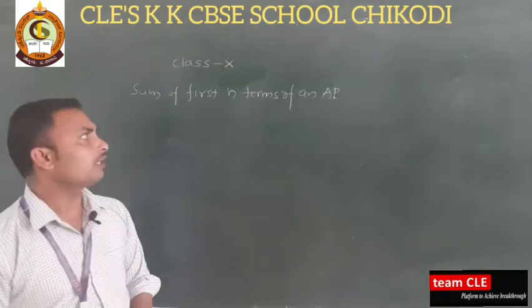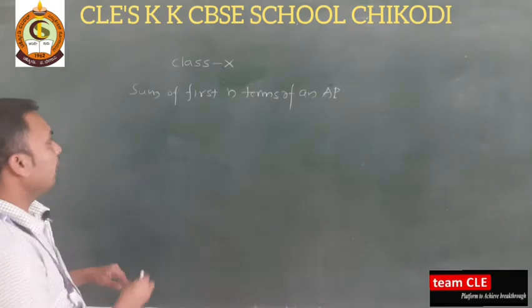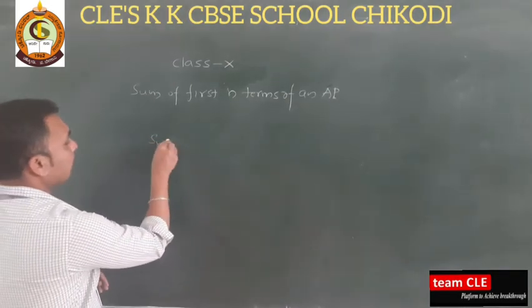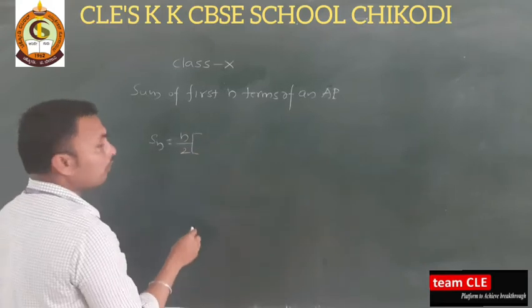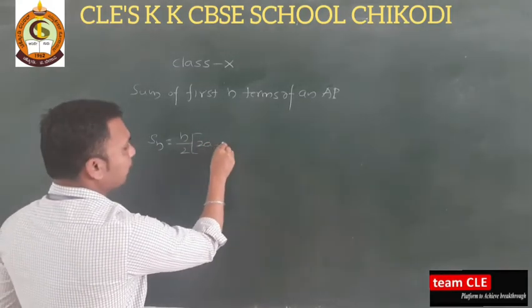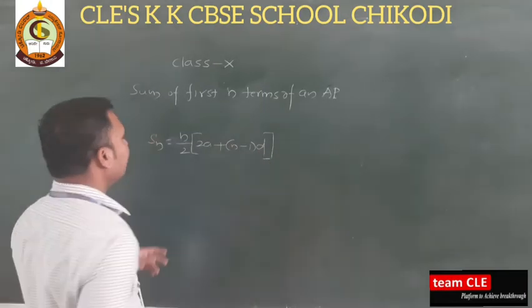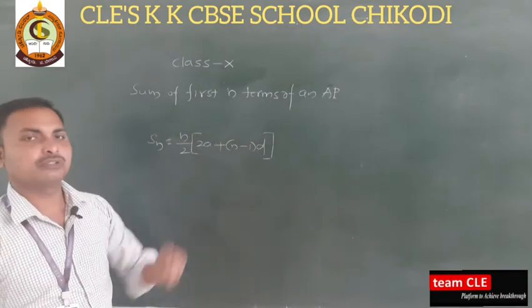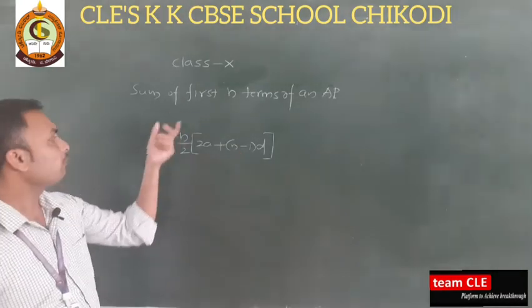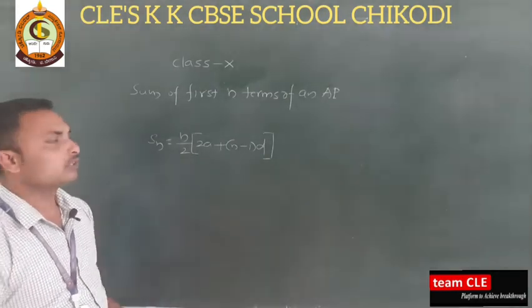Now we have the sum. So the sum of first n terms of an AP we need to find here. For that we have the formula Sn is equal to n by 2 into bracket of 2a plus n minus 1 into d. This is the sum formula to calculate the sum of an AP. Okay, so we will use this formula.